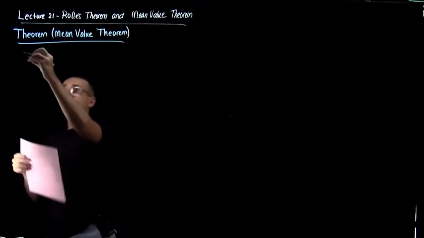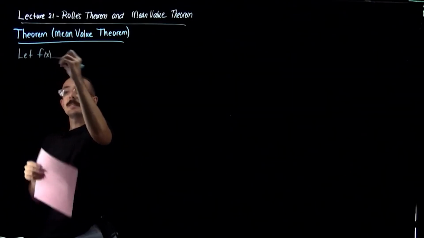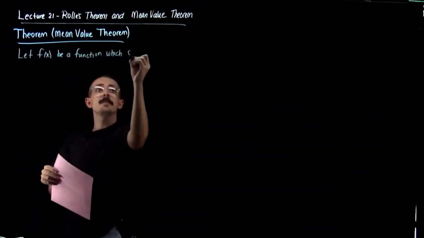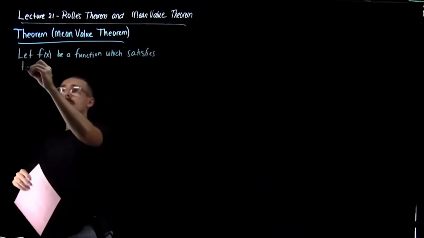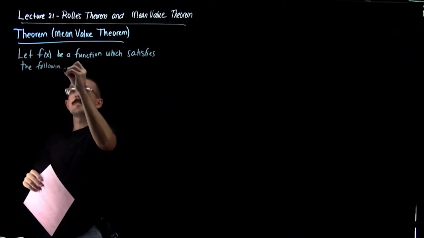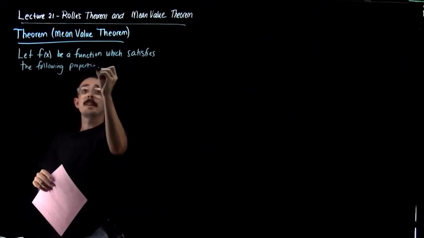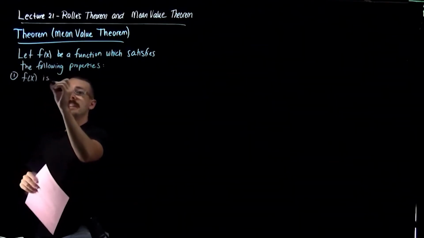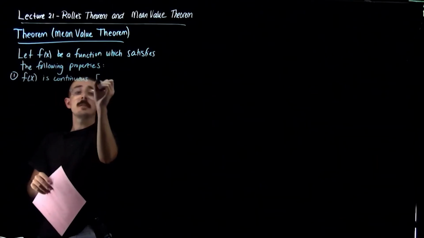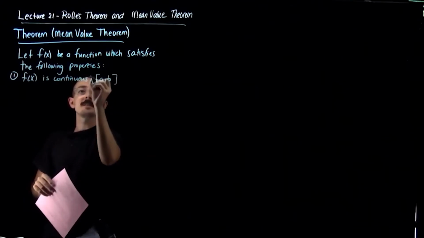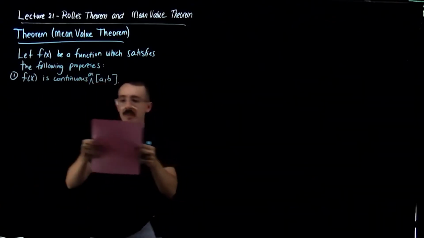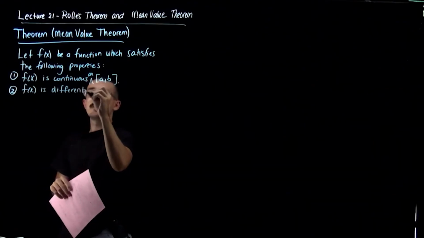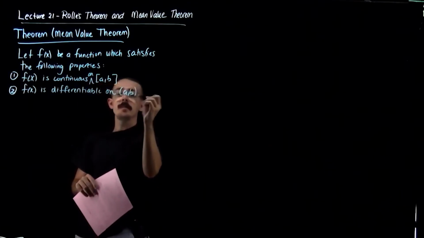Let me write down the statement for us to look at. We're going to let f of x be a function which satisfies the following properties. Here are the two properties. The first one is f of x is continuous on the closed interval a to b. And two, f of x is also differentiable on the open interval a to b.